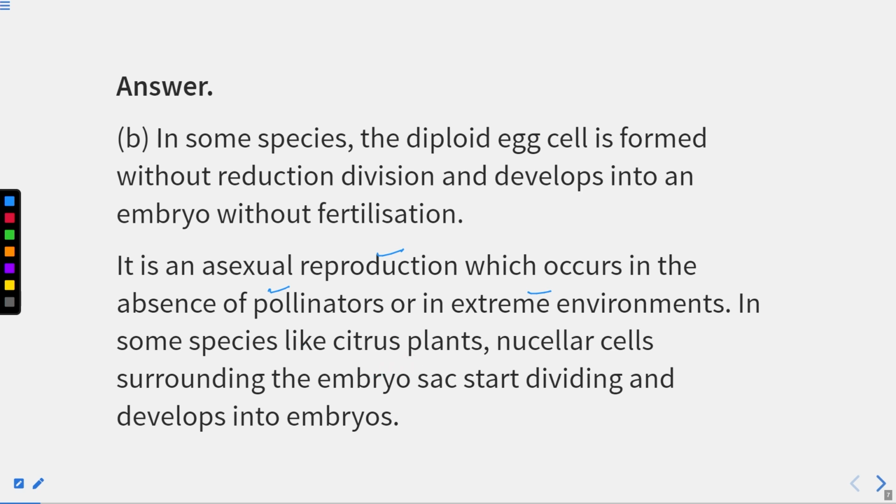In some species like citrus plants, nucellar cells surrounding the embryo sac start dividing and develop into the embryo. Okay, so what does this mean? In some species such as citrus plants, the embryo sac is present within the nucellus. Some of these cells of the nucellus start dividing and develop into embryos. This is a type of asexual reproduction. Here no gametes are involved. Gametes are only involved in sexual reproduction.